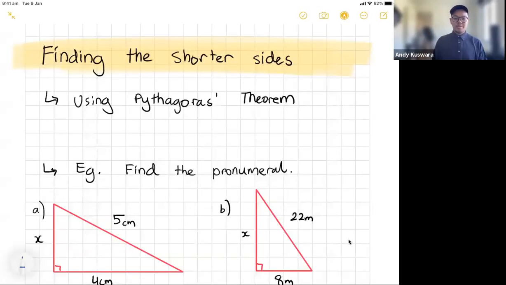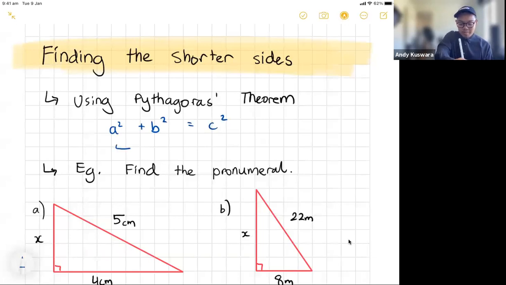So we have got another video, and we're going to find the shorter side using Pythagoras' theorem. Now, hopefully for those of you guys who have forgotten what Pythagoras' theorem is, we're going to go over it over and over again. It's a squared plus b squared equals c squared.